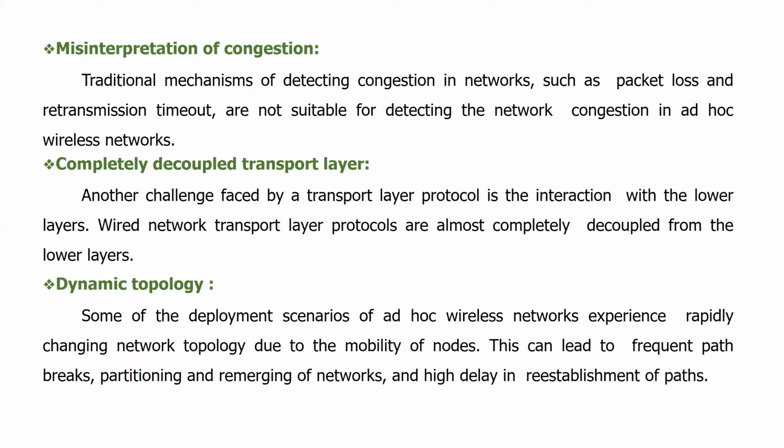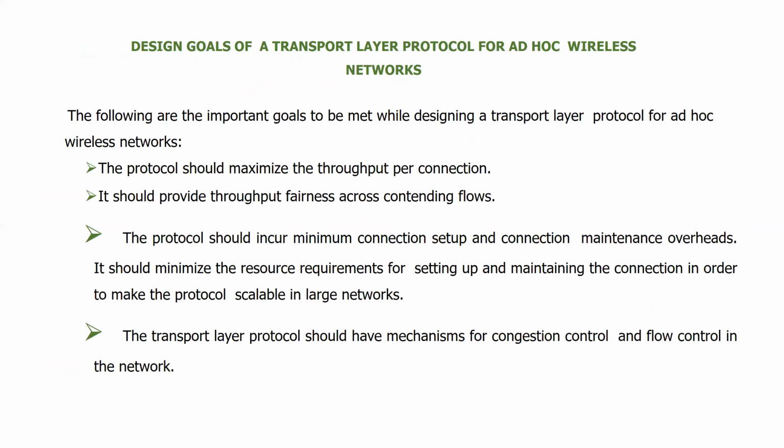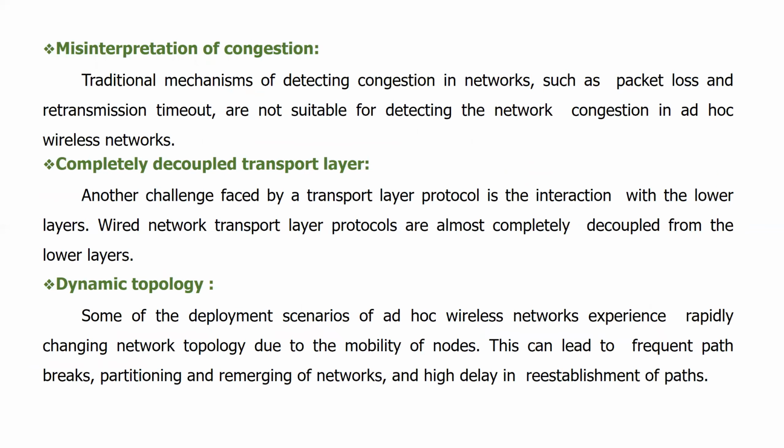Next comes misinterpretation of congestion. What is the misinterpretation of congestion? Sometimes retransmission happens because of packet loss or because of a timeout in reaching from the client to the server. Instead of that, the network can misinterpret it as congestion. This also happens in the transport layer while implementing the concepts of the transport layer protocol.